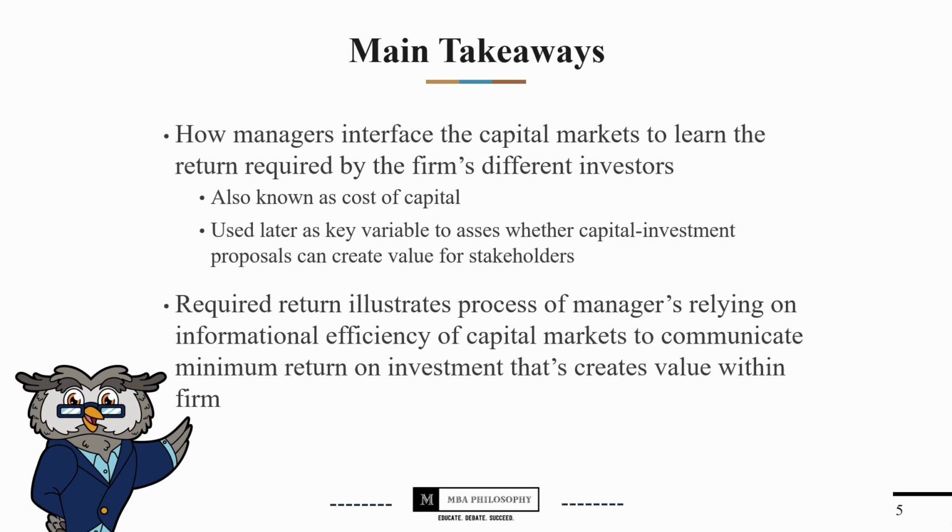On this slide are the 2 main takeaways you need to know for financial management. The first one is for managers interfacing with capital markets to learn the return required by the firm's different investors, how much value you are getting shareholders, and how efficiently you are operating your business. Are you pulling a profit or a negative loss? While the second bullet point is required return illustrates the process of managers relying on informational efficiency of capital markets to communicate the minimum return on investment that creates value within the firm. And that was basically a recap of what I just stated before I read it out loud to you.